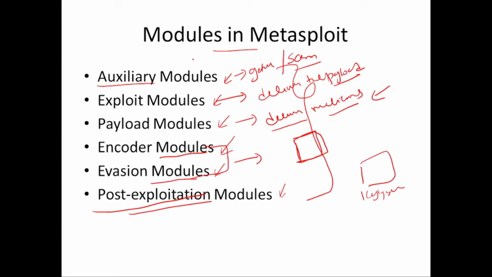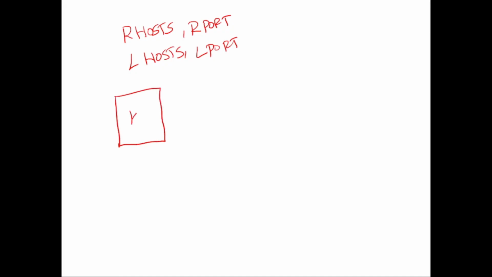Before starting off with the demonstration on Metasploit, I just wanted to share with you a few more terminologies that we'll be using with Metasploit. That is RHOSTS and RPORT, LHOST and LPORT. So I told you we have our attacking machine, that is Kali Linux, which comes pre-installed with Metasploit framework, and we have our vulnerable Linux machine which is running the Metasploitable 2.